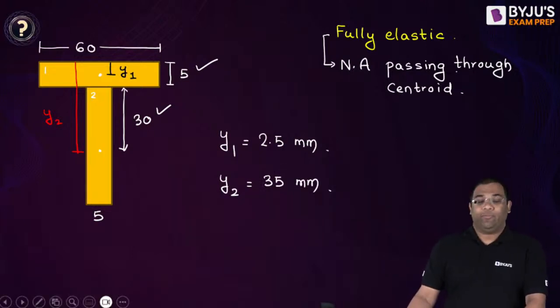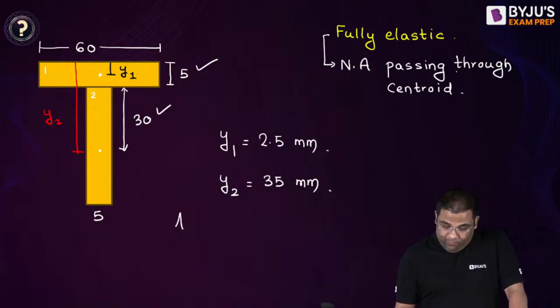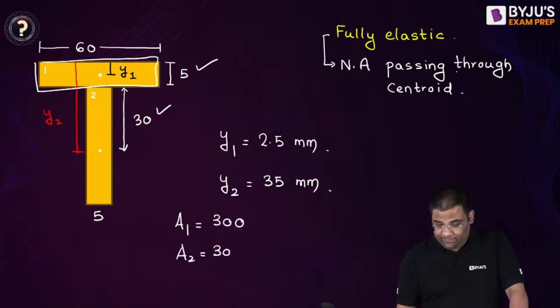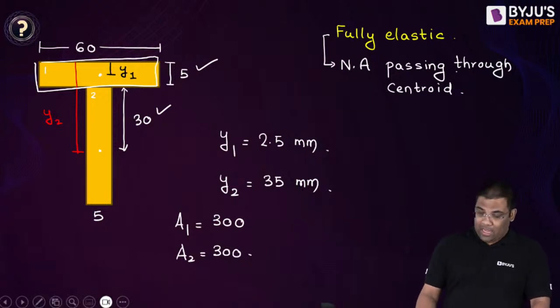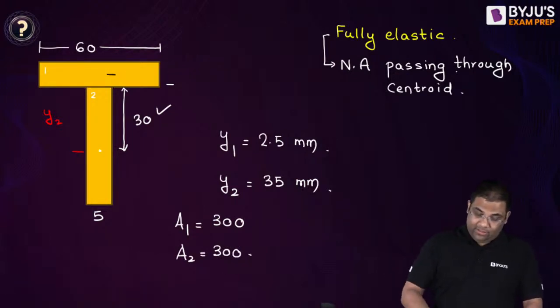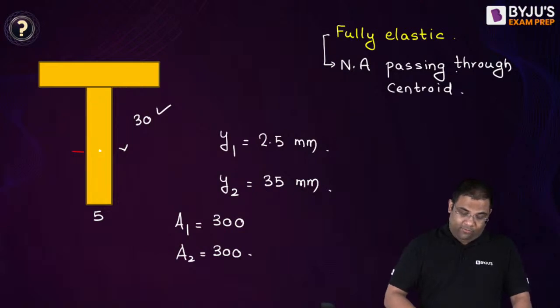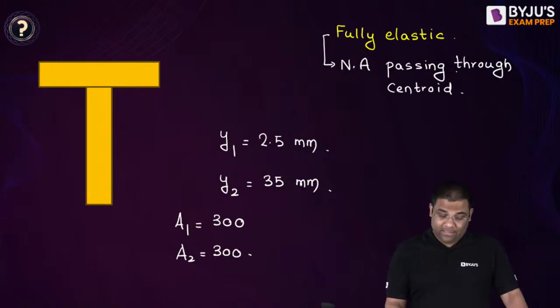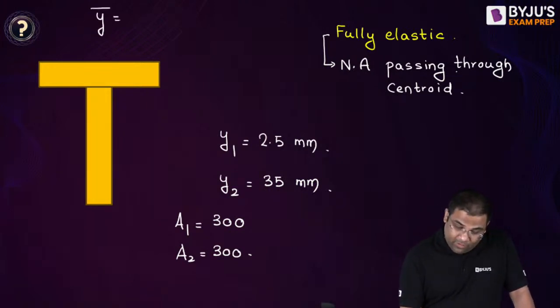So y1 and y2. Now see, area 1, this one will be how much? 60 into 5, 300. And area 2 will also be 60 into 5, 300, right? Now, how do we find the centroid? The centroid is y1 a1 plus y2 a2 by a1 plus a2. This is the way we find the centroid, right? This is a1 y1 plus a2 y2 by a1 plus a2.